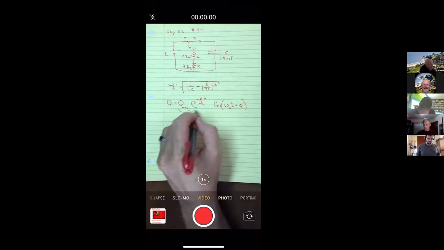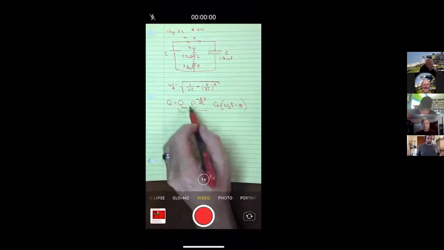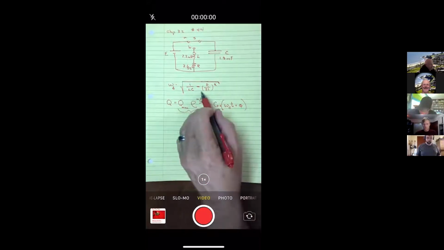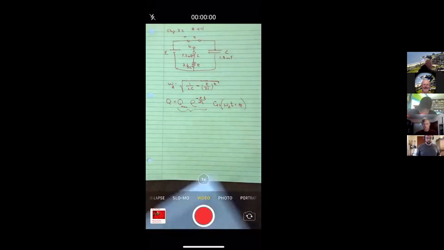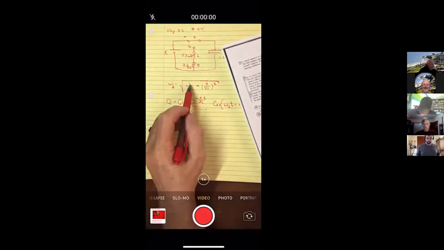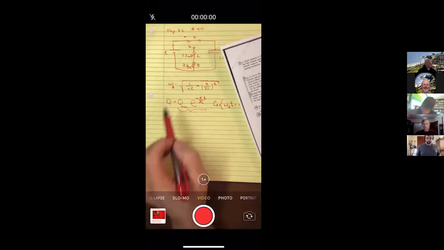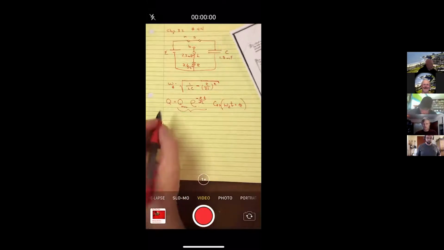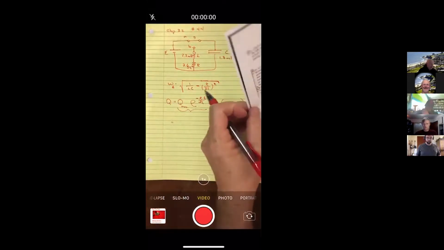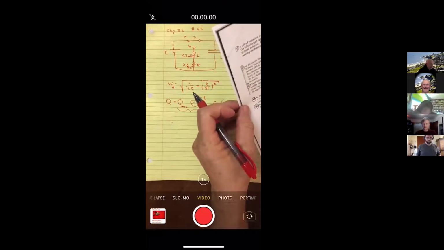So this thing in front of the cosine function is its amplitude. And it's going to go with this frequency. And without any resistance, it's just the famous square root of 1 over LC. That's the easier one to solve. So this one just says calculate the frequency.